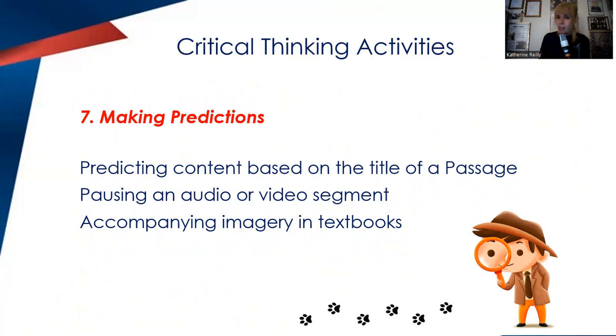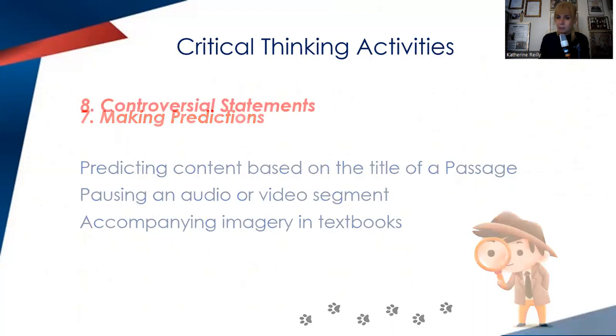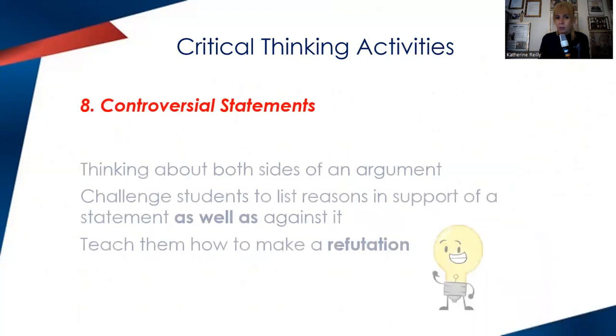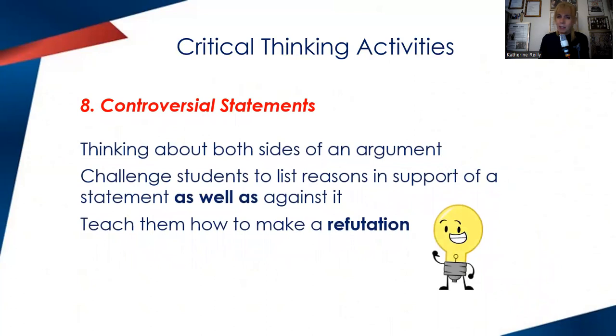And of course, there is a reason that we accompany reading texts with images. The image sequence actually helps stimulate many students' minds in such a way that they will comprehend the text way better. Now, controversial statements, thinking about both sides of an argument is something that will help them. Even if they're in favor of one side of the coin, after finishing the debate, have them switch and support the other. And helping them learn how to do a refutation is very beneficial, especially when writing an essay.